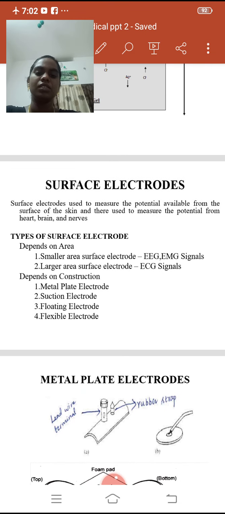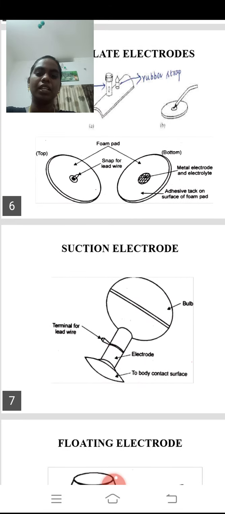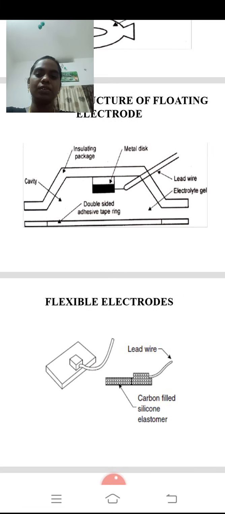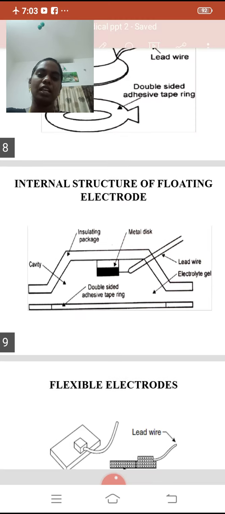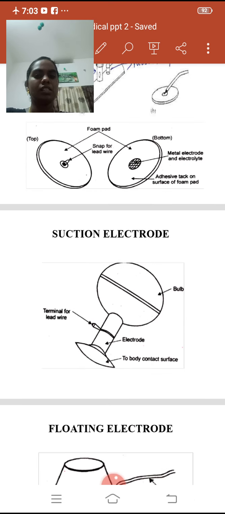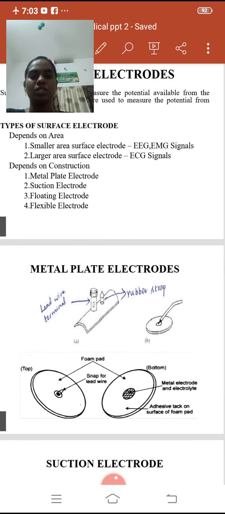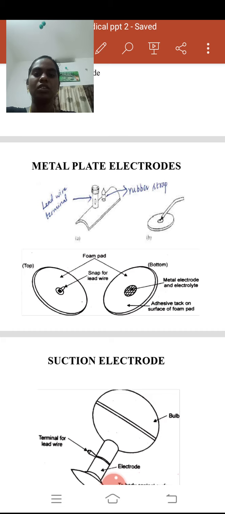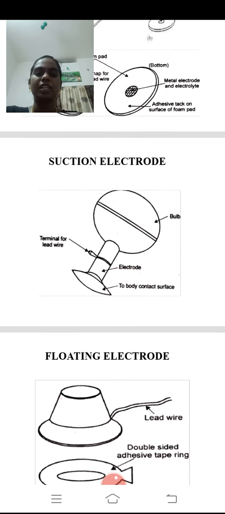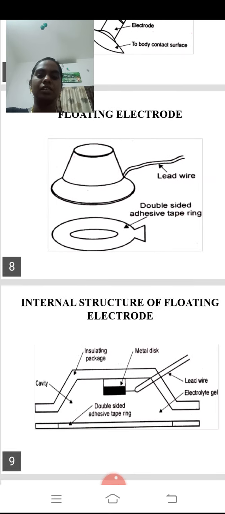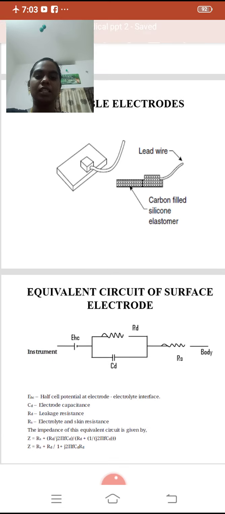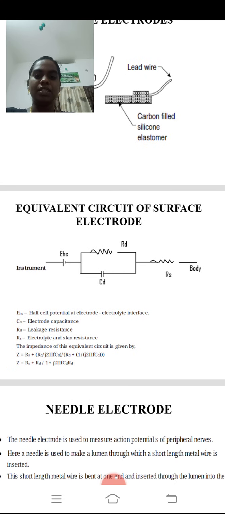So first the surface electrode was studied, and then the metal plate electrode, suction electrode, floating electrode, then the internal structure of this floating electrode. The next one is the flexible electrode. These 4 combined together may be asked in one question. Each and every subdivision is also asked as a 6 or 8 mark question. Suction electrode is one of the very important topics in the first unit. Next is the equivalent circuit of the surface electrode. The equivalent circuit is also very important.